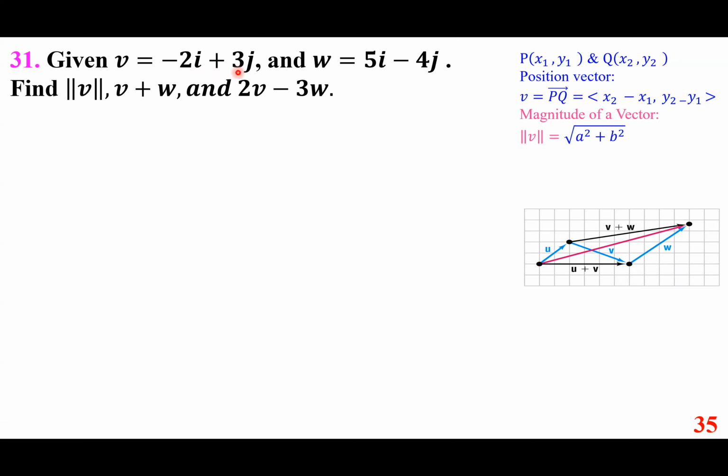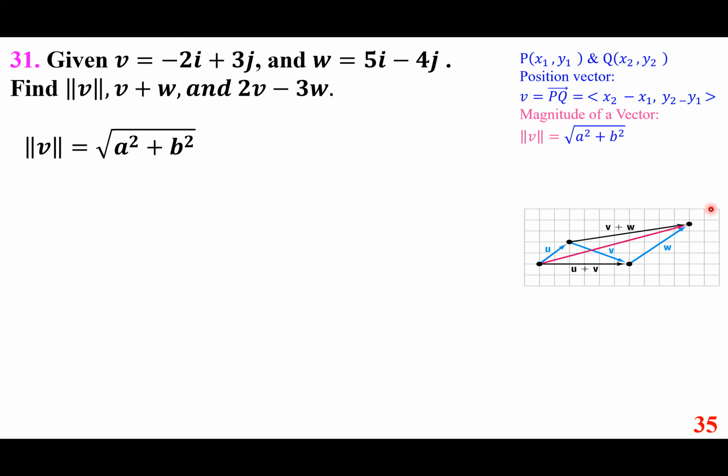Given V as negative 2i plus 3j and W as 5i minus 4j, we want to find the magnitude of V plus W, and 2V minus 3W. Again, reminding you of the information from the previous page, also how we do the adding. So this is the U vector, this is the V vector. If you put the initial point of V at the terminal point of U, you get U plus V. And then you can add W. This is the resultant vector. All right. So the magnitude has this formula.